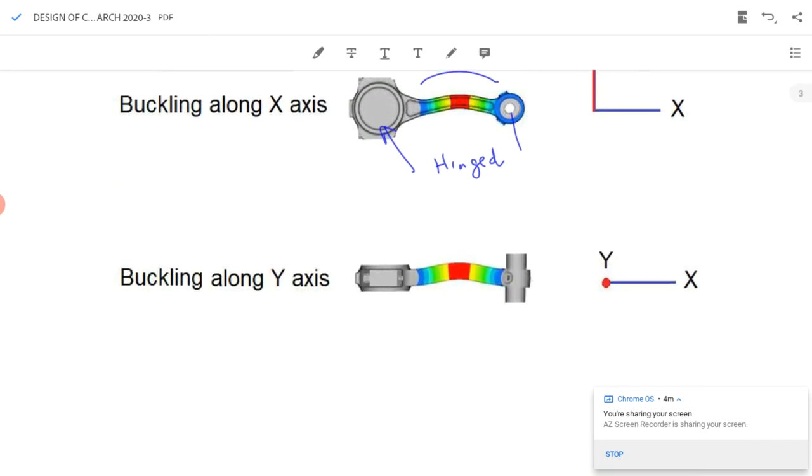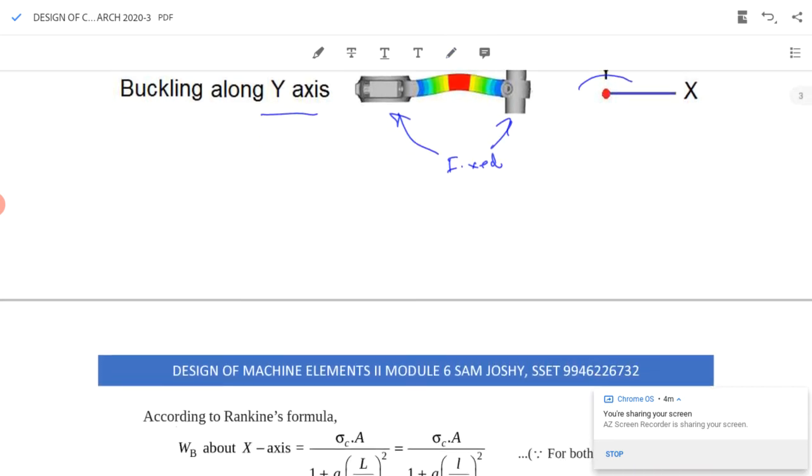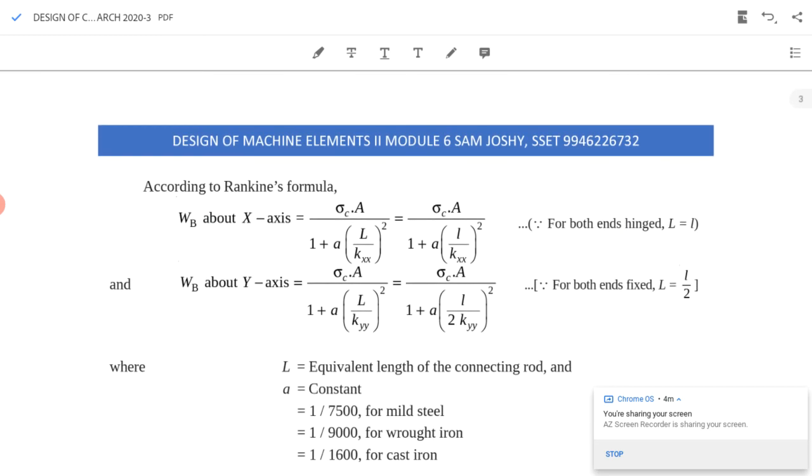In the top view, it can also buckle along the y-axis, as seen in this diagram, the second diagram. It can buckle about the y-axis. In this case, the two ends can be considered as fixed ends. So the buckling can occur along the x-axis and y-axis. However, it should be strong in both these cases.